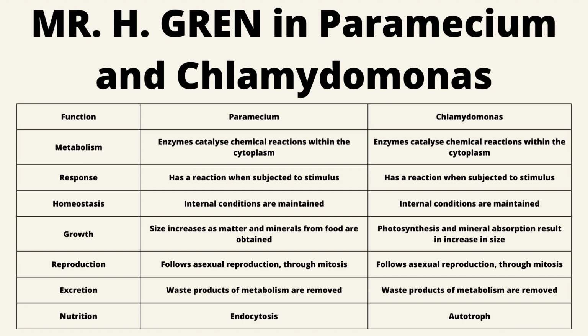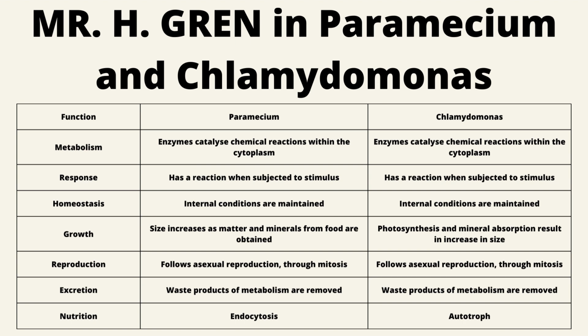As for Chlamydomonas, it uses its eye spot to determine where the light intensity is greatest, or the brightest light source. With regard to homeostasis, Paramecium and Chlamydomonas both have their internal conditions maintained. An example for Paramecium would be expulsion of water through contractile vacuoles. As for growth, Paramecium and Chlamydomonas both experience growth in size. Size increases in Paramecium as matter and minerals from food are obtained, while for Chlamydomonas, photosynthesis and mineral absorption result in increase in size and dry mass.